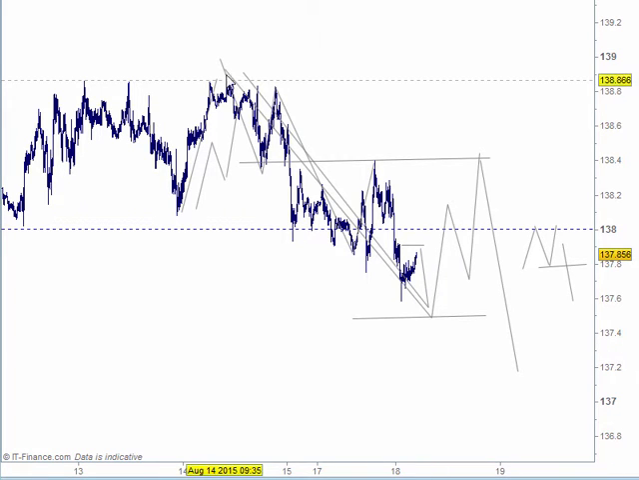But if this is wave 1 here, then wave 3 is going to be longer than wave 1. So it does present quite a nice trade.